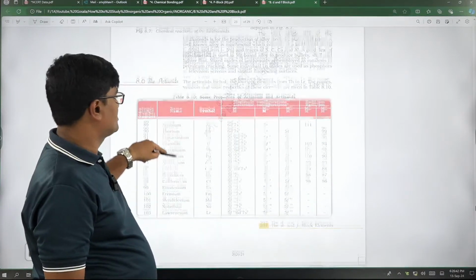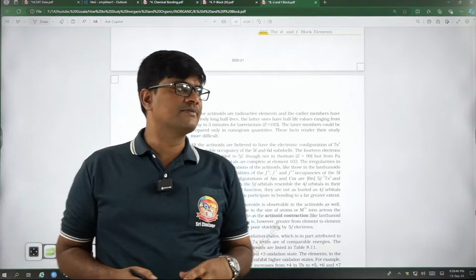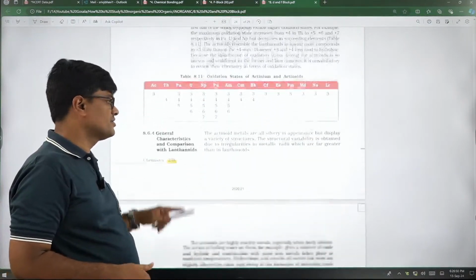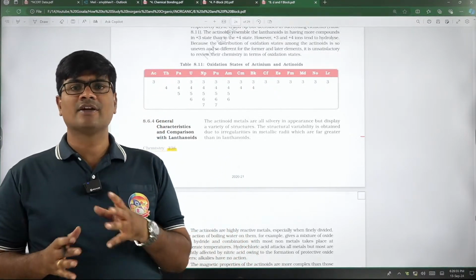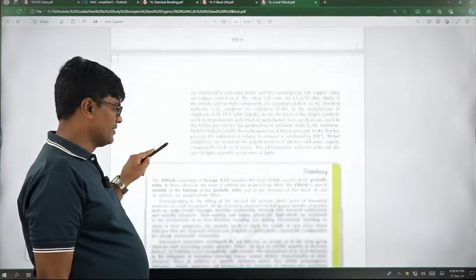Right. And the next, actinoids. Again, same in actinoids also, try to learn the element names and then if possible electronic configuration. And I strongly suggest you compare the behavior of lanthanides and actinides. You can go through that. This is about f block elements.